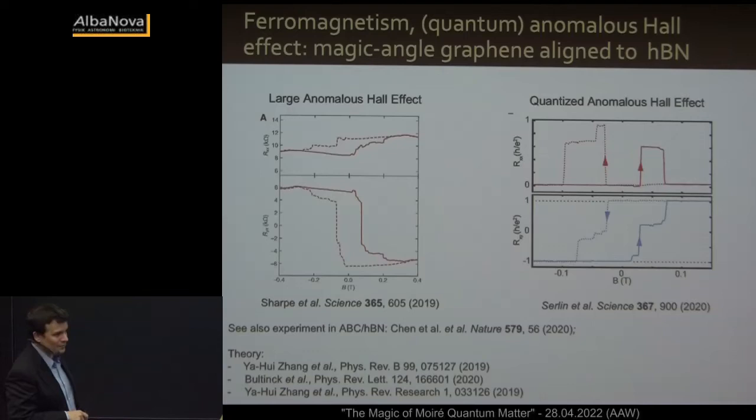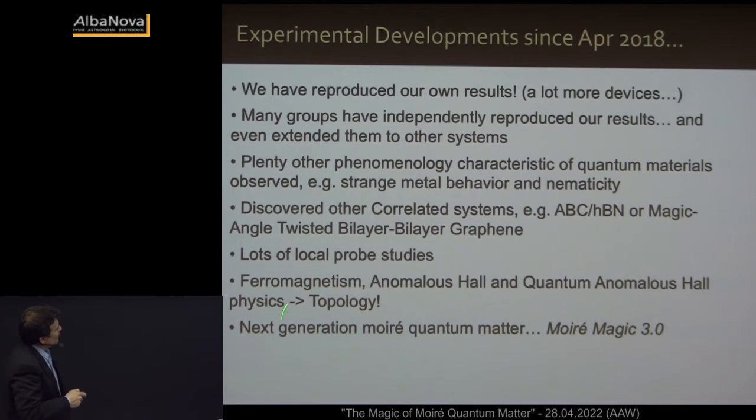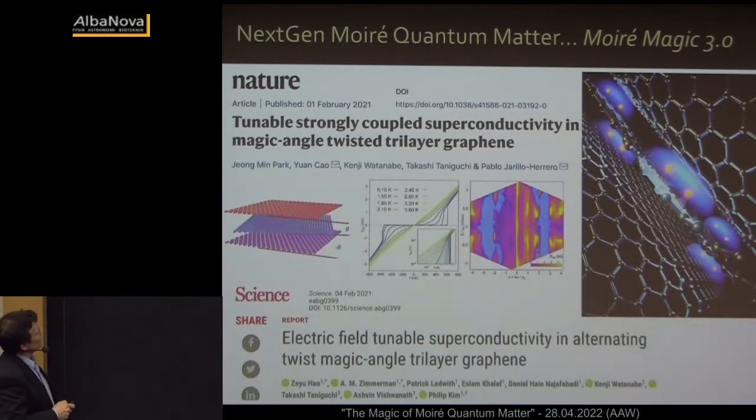So we've been busy over the past year, year and a half, going to the next generation Moiré quantum matter. I call this Moiré Magic 3.0. Earlier last year, two groups, the group of Philip Kim at Harvard University and my own group, published in the same week back-to-back papers in Nature and Science showing the discovery of a second robust Moiré superconductor, magic angle twisted trilayer graphene.